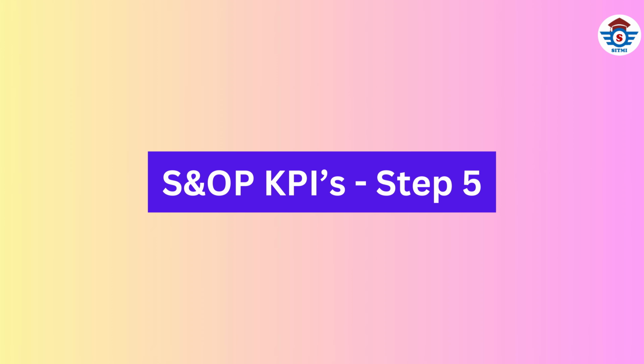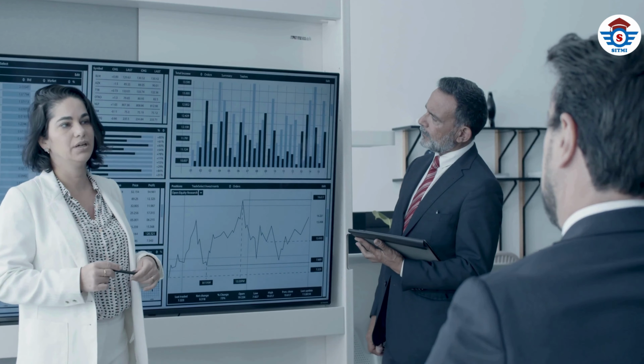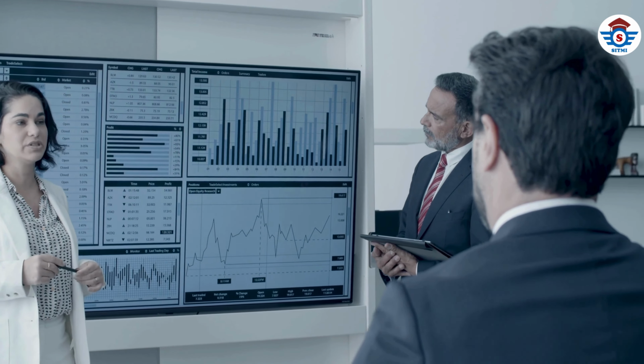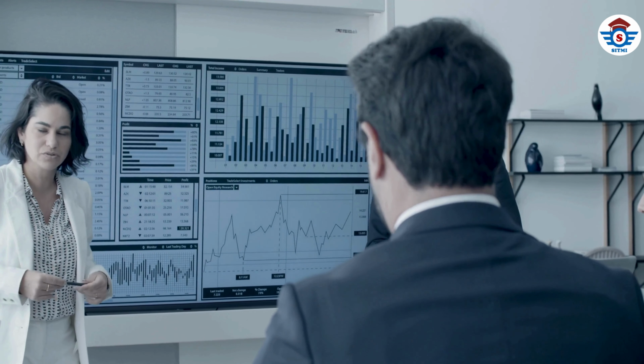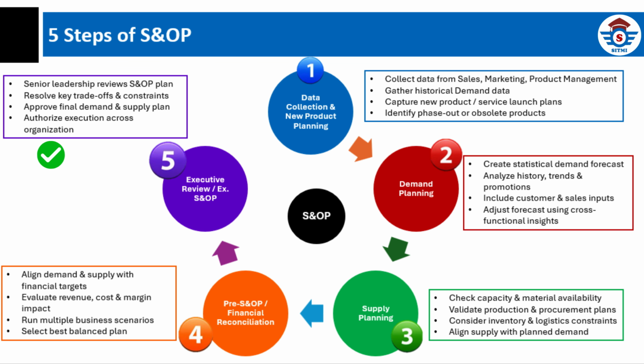Dear learners, now after looking at all the 4 steps, we have seen different key performance indicators. Now, let's move to the last step, which is executive review, or executive S&OP. Now, in executive S&OP, what happens is we usually connect with senior leadership team along with cross-functional leadership members to review the overall S&OP plan.